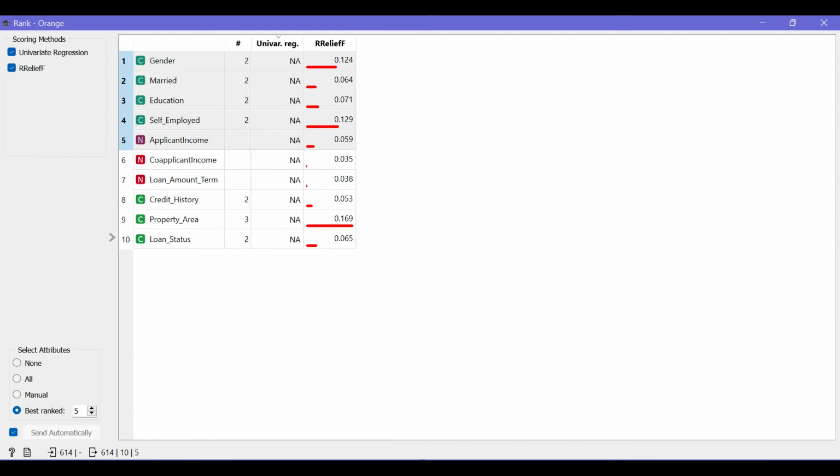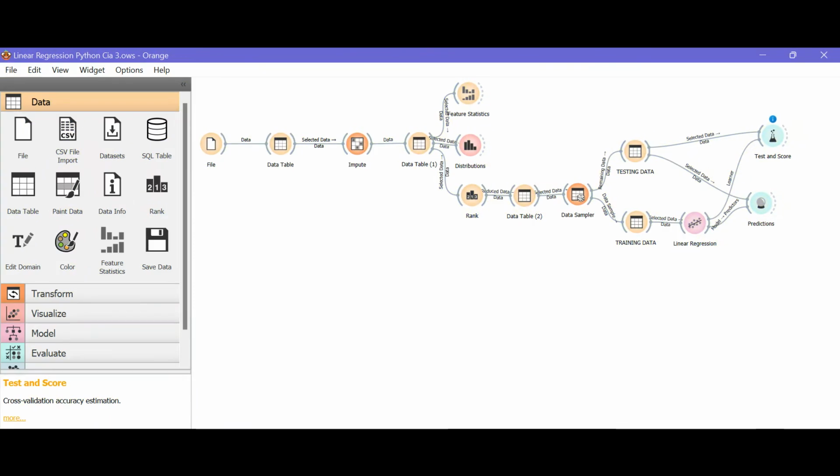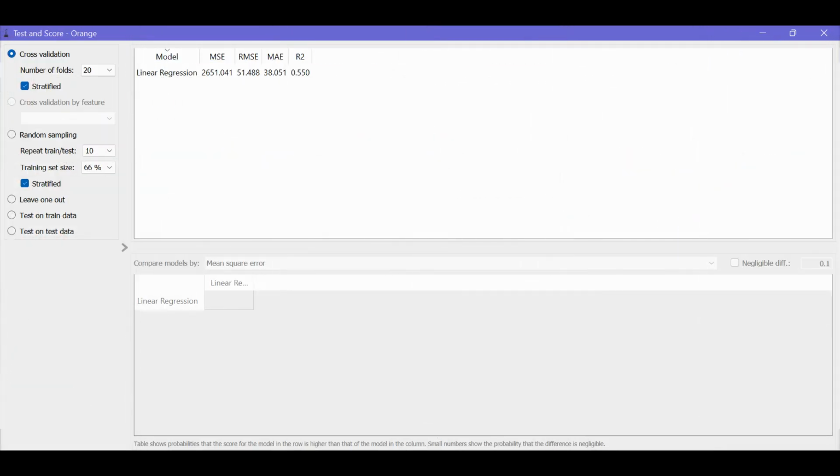And next, the data table, data sample. All the remaining process I have explained before. If you want, you can scroll the video back and watch that. And last is prediction. I have told that in the linear regression I got about 55%. This is the linear regression which I got.